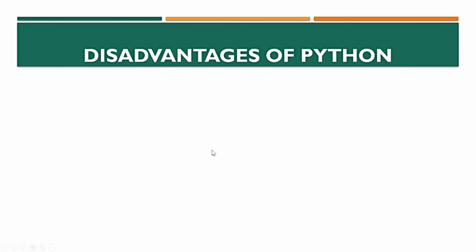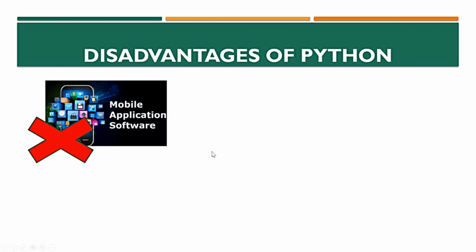So in case of disadvantage, the thing is that it can't be used for mobile application. Right now, also Java is used. Although Java is very complex compared to Python, still it is not that efficient for mobile application. Python is not that efficient. Till now, also people are using Java.